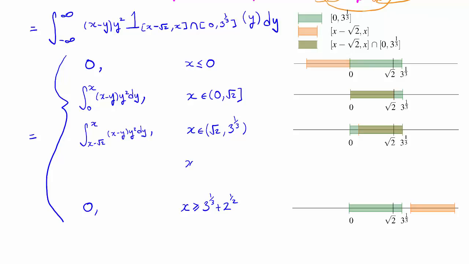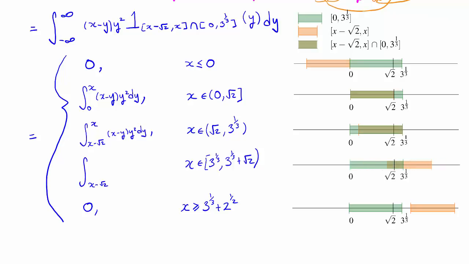And in the third case, when x is between the cube root of 3 and the cube root of 3 plus the square root of 2, we're going to still start at x minus the square root of 2 because we know that's larger than 0, just as above. But now, since x is at least as large as the cube root of 3, we will end at the cube root of 3. And so now the difficult part is actually done.